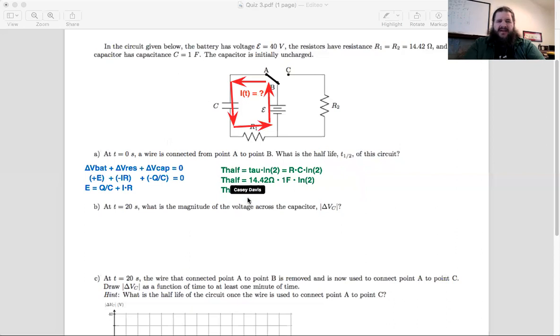So it takes 10 seconds for the current to drop to half the original value. The charge is increasing towards a non-zero asymptote. So it takes 10 seconds for the charge to go halfway towards the asymptote from where it is now. Any questions on that so far?